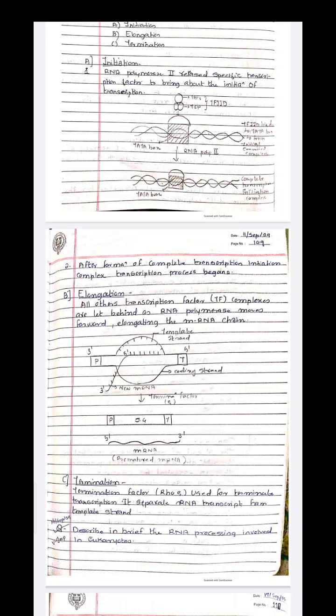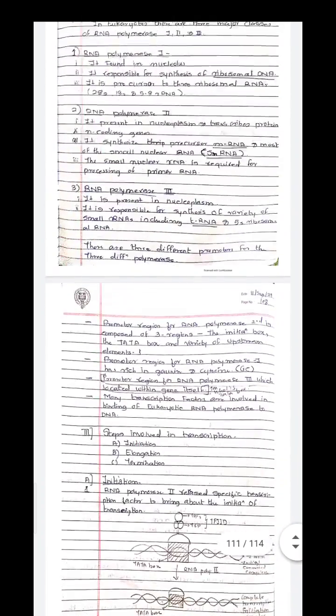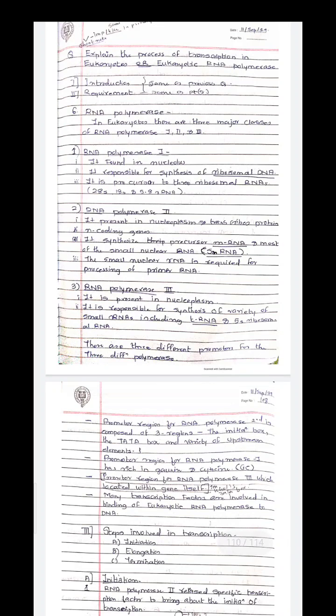So I hope all of you have understood this transcription in eukaryotes. First of all, you have to write down the introduction and requirements. Requirements are somewhat similar, only there is a difference in the enzyme RNA polymerase. So in case of prokaryotes, only one RNA polymerase enzyme is used, but in eukaryotes three different classes of RNA polymerase are used according to the need of the RNA molecules.